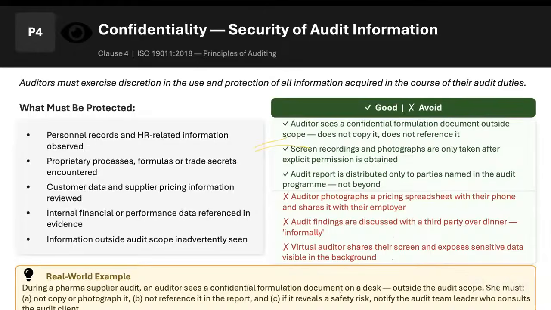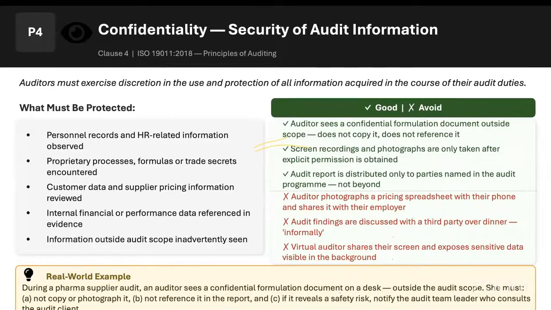So what must be protected? Personal records and HR-related information observed. Proprietary process, formula or trade secret encountered. Customer data and supplier pricing information revealed. Internal financial or performance data referenced in evidence. Information outside scope inadvertently seen.